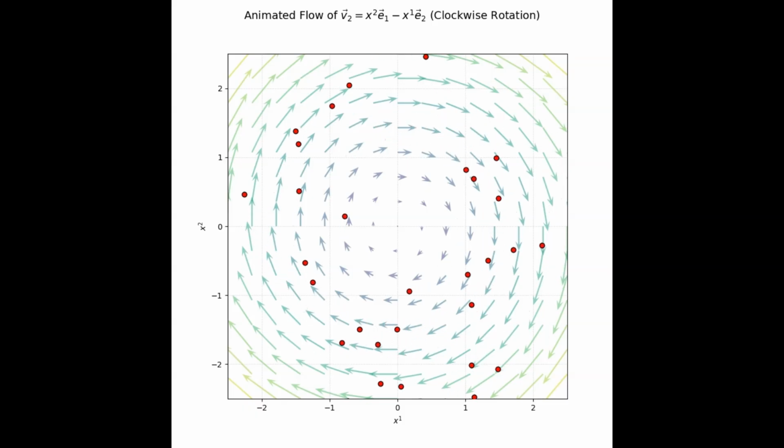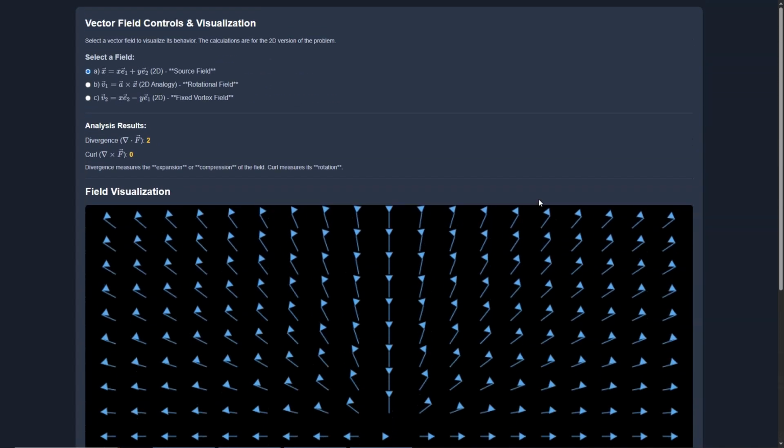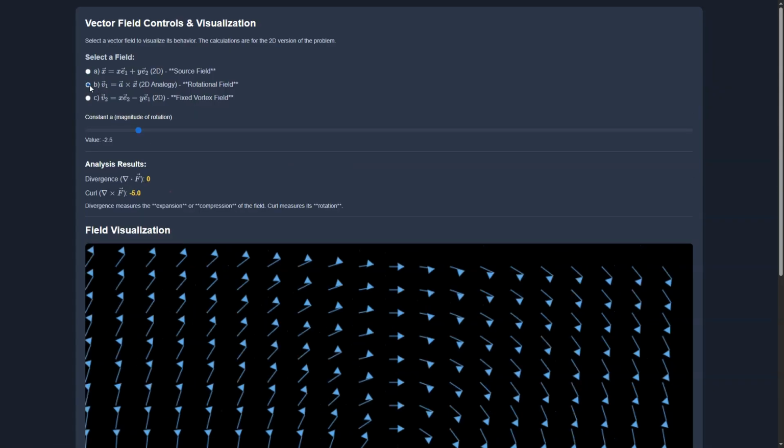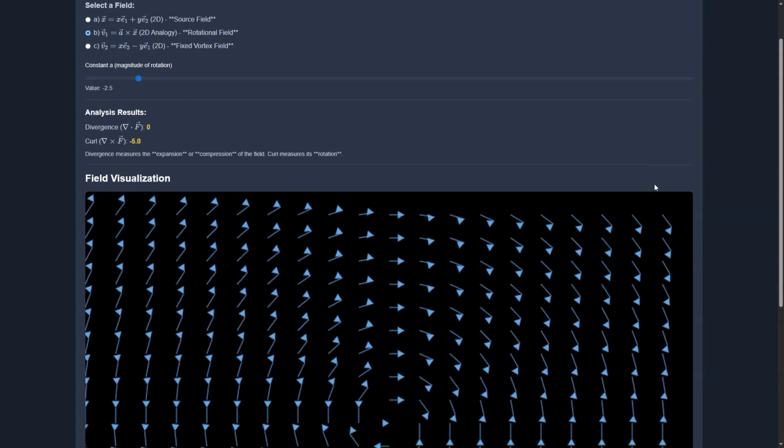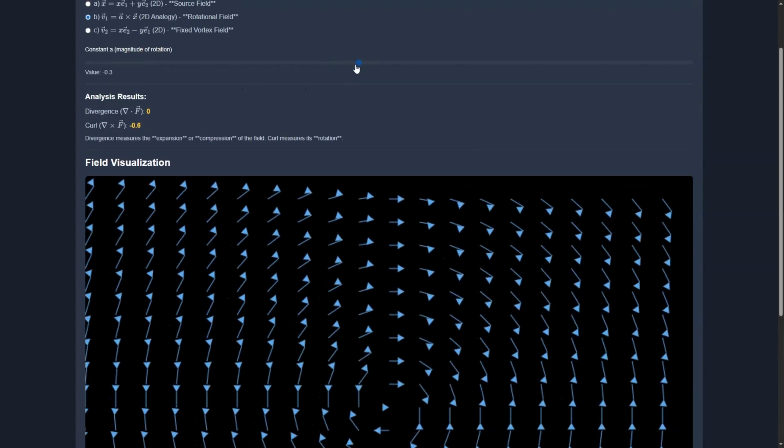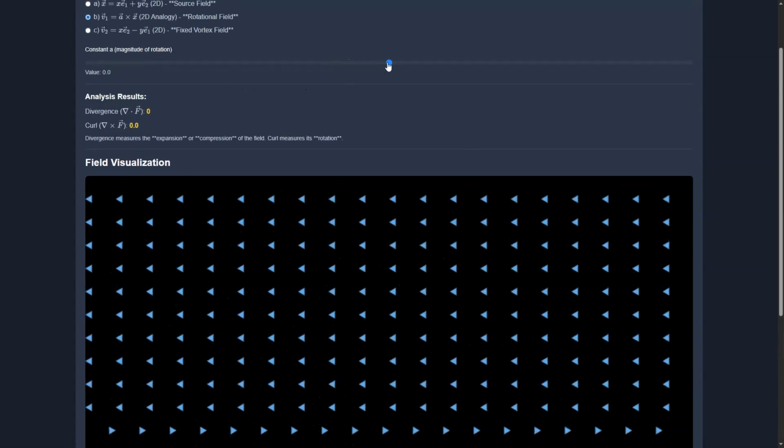The position or source field represents a pure radial outward flow where every vector points directly away from the center. It is characterized by a constant positive divergence, indicating a source at the origin, but it has absolutely no rotational twist. The rotational or cross-product field represents pure circular motion around a central axis.